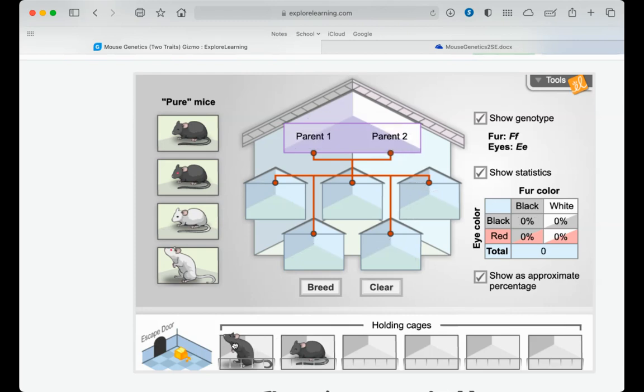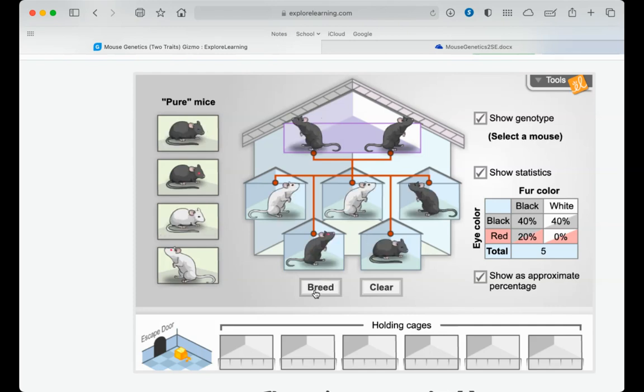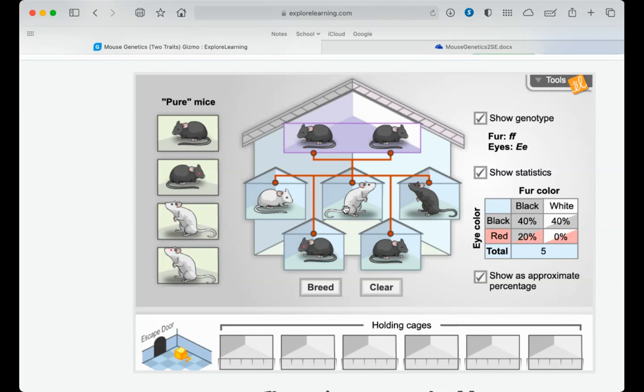And I'm going to take the 2 mice from the holding cages. So our offspring are now going to be moved to parent 1 and parent 2. What do you think the offspring of these mice will look like? Next, I'm going to experiment and click breed and record the genotypes of the offspring. As you can see, we have a couple different genotypes.